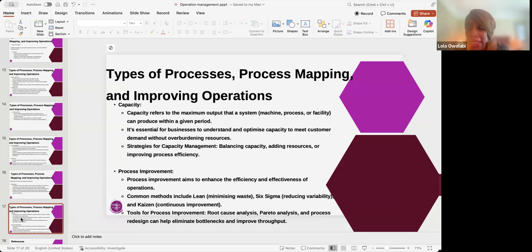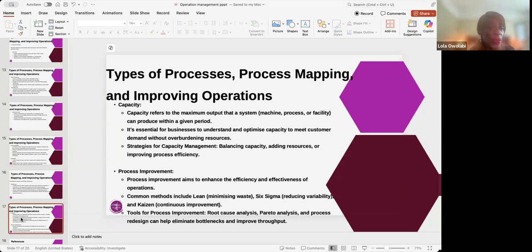And then we have Six Sigma, reducing variability. And then we have Kaizen, continuous improvement. All of these are process improvements to make organizations much more efficient. And when we look at tools for process improvement, we look at things like root cause analysis, Pareto analysis, and process redesign that can help eliminate bottlenecks and improve throughput.